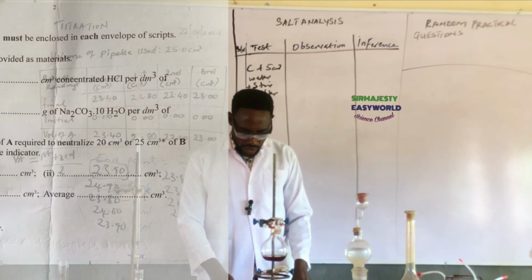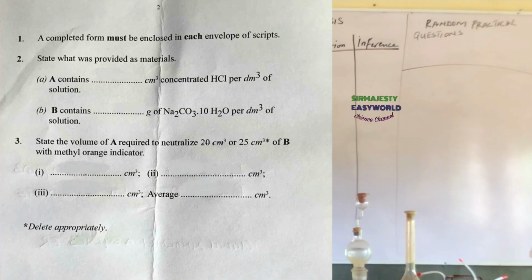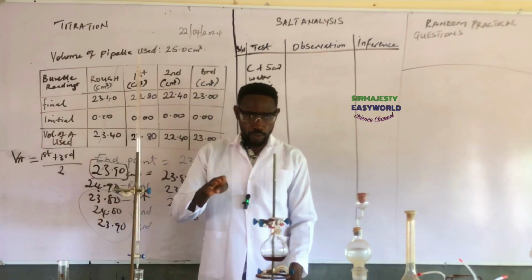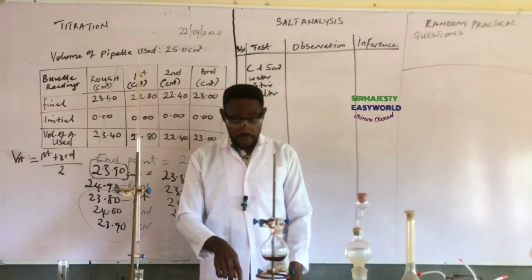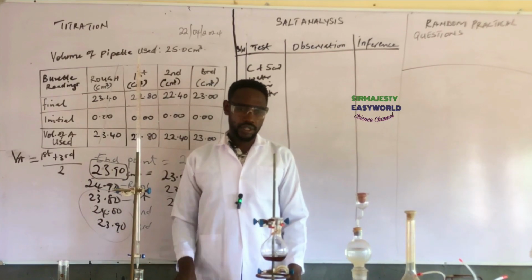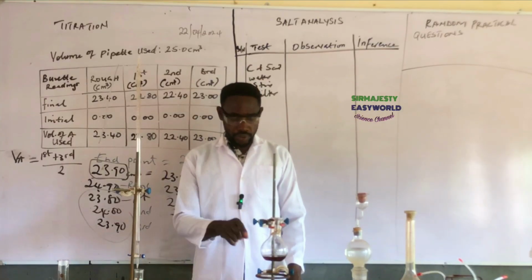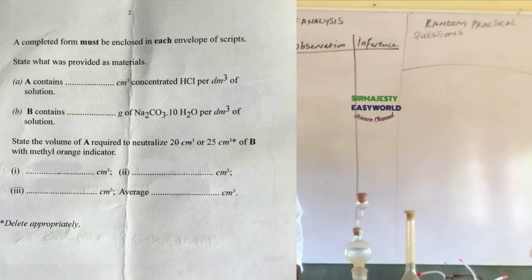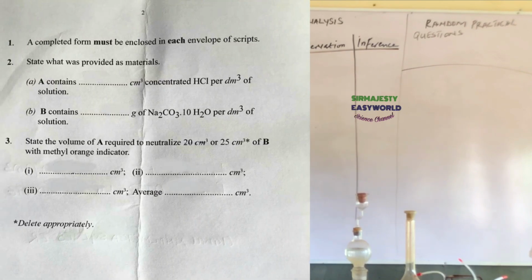You now see where they will ask you, a completed form must be enclosed in each envelope of script. Each envelope, which means if there are 2 envelopes where you packed in your student script, you must put each of these reports. This is for school that writes alternative A and B. If your number is high, you need to put them separately. Then they say, show what was provided as material. State what was provided as material.